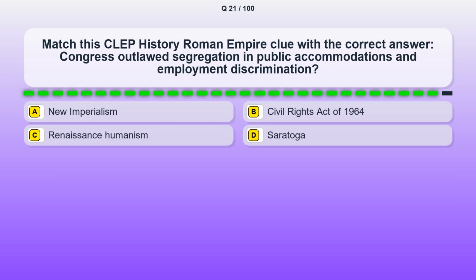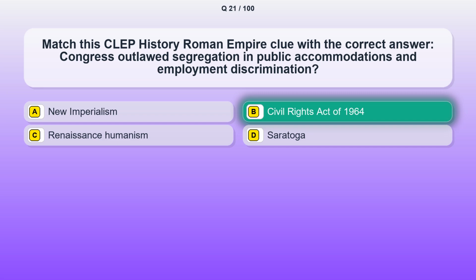Question 21. Match this CLEP History Roman Empire clue with the correct answer. Congress outlawed segregation in public accommodations and employment discrimination. Option A, New Imperialism. Option B, Civil Rights Act of 1964. Option C, Renaissance Humanism. Option D, Saratoga.